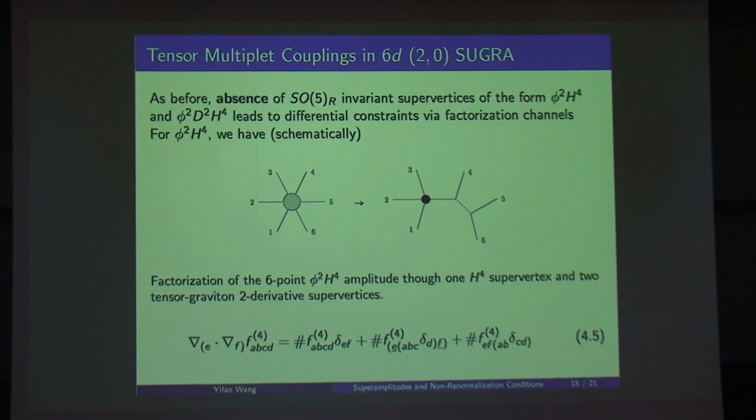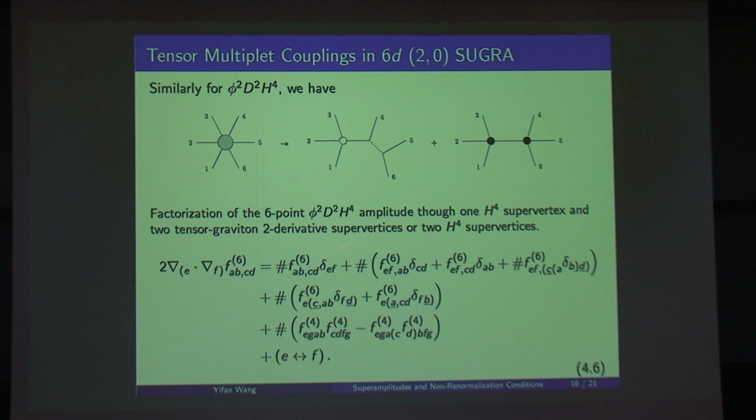We can play the same game and look at the case where certain super vertices are absent. We can look at the factorization channel, and from it derive some relation between higher-point couplings and lower-point couplings. This is the case, for example, for the F4 ABCD coupling, and this is schematically how it looks without fixing these coefficients. This is the factorization channel. This is supposed to be the H to the fourth coupling, and this is the factorization into lower-point tensor multiplet and graviton multiplet couplings. The dashed line here represents an intermediate graviton.